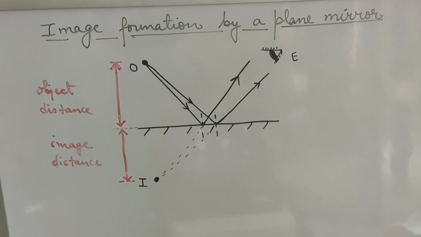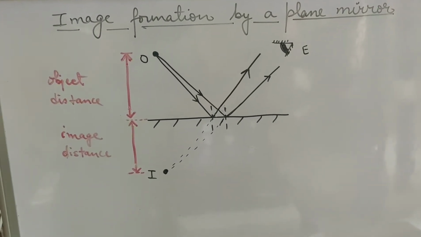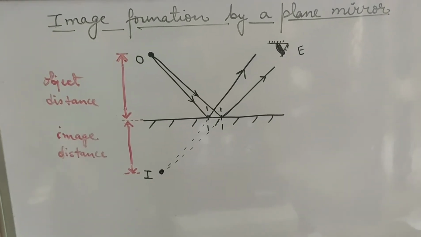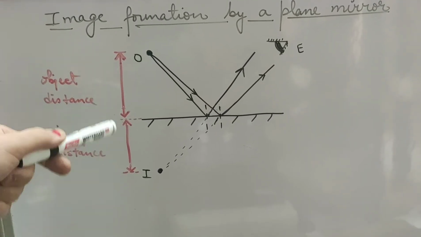Also, the other properties are: 1. The image is virtual and direct. Next, it is always laterally inverted. Third point is that the distance between the object and the image is the same from the mirror.